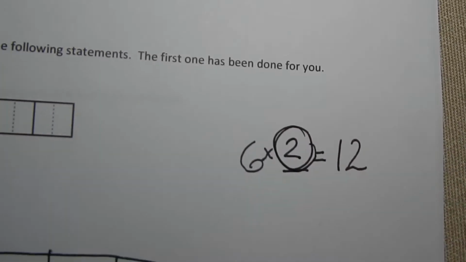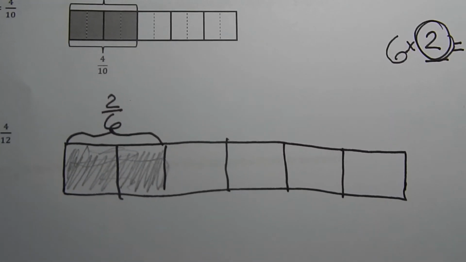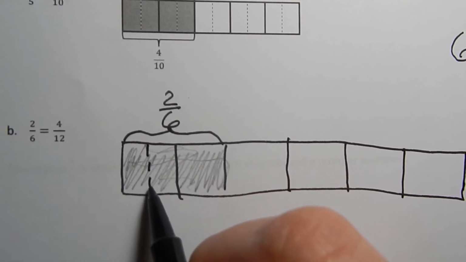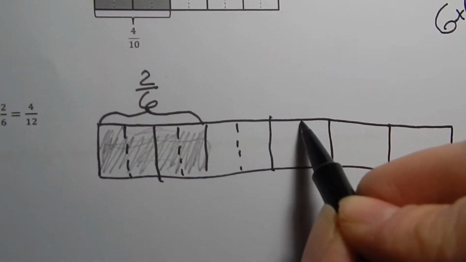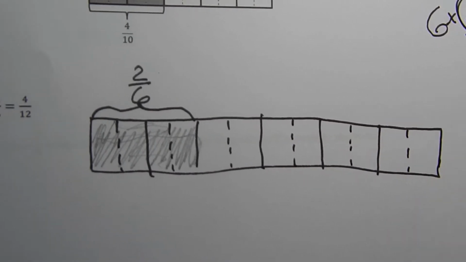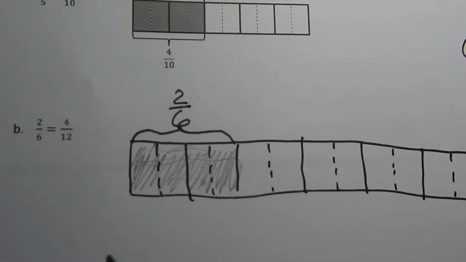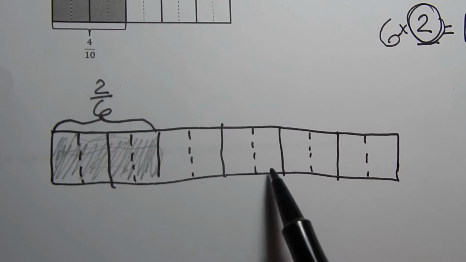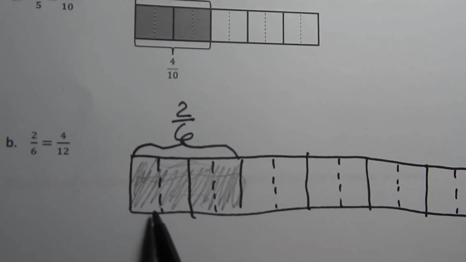This 2 is telling me that I need to split each one of these boxes up into 2 pieces using my dotted lines this time. So I'm going to go ahead and divide them all up into 2 pieces. And then what I can do is I can say, what is the value of each one of these pieces? So down here, if I count now, I have 1, 2, 3, 4, 5, 6, 7, 8, 9, 10, 11, 12. So I know that this is a 12th.